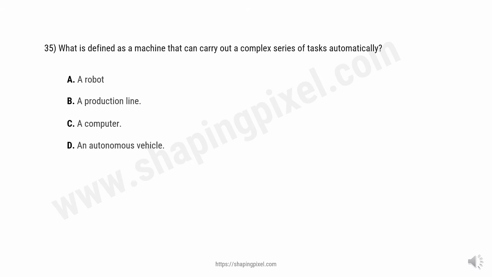Question number 35. What is defined as a machine that can carry out a complex series of tasks automatically? Option A. A robot. Option B. A production line. Option C. A computer. Option D. An autonomous vehicle. And the correct answer is option C. A computer.